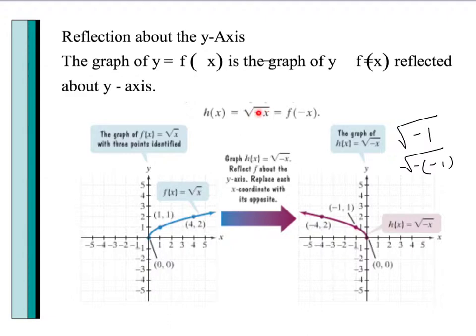So when the negative is inside the grouping symbol, whether it's f of x is equal to negative x, and then we raise it to the 3rd power, that's a reflection over the y-axis. Or your negative is inside this cube root. That's a reflection over the y-axis.